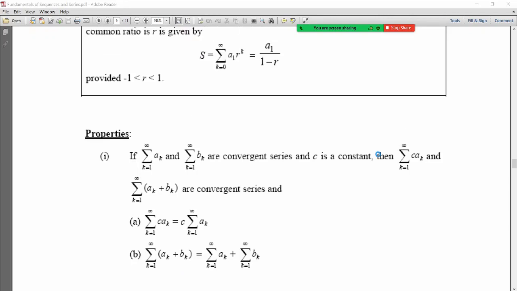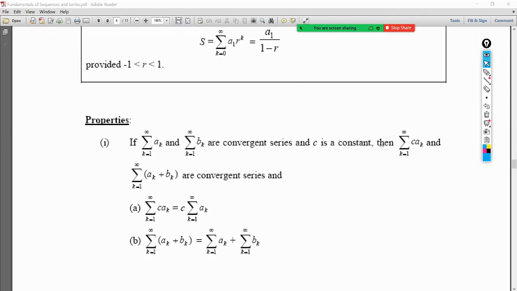Right, so now we are going to discuss a few properties. That is, assume that we have two convergent series. For example, something like 1 plus 1 over 2 plus 1 over 4 plus 1 over 8 plus 1 over 16 plus, now it's half. So this is a convergent series. So this is my first series.